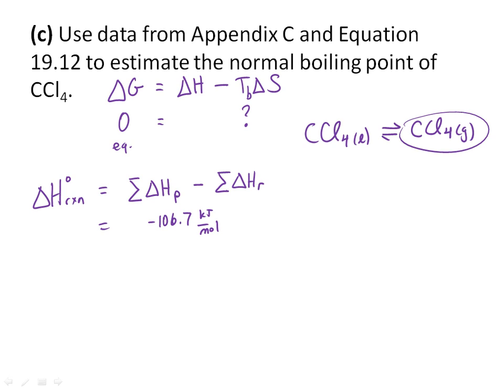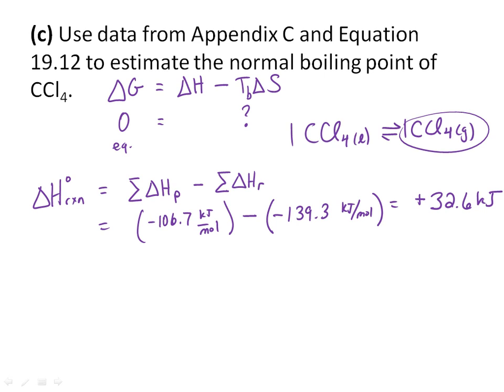And in this case, since I have 1 mole of each thing on both sides, I don't need to worry about multiplying by the coefficient. And then I'm going to go minus the reactants, and I see for the liquid carbon tetrachloride it's negative 139.3 kilojoules per mole. So that gives me a positive value for delta H overall for this process, 32.6 kilojoules.